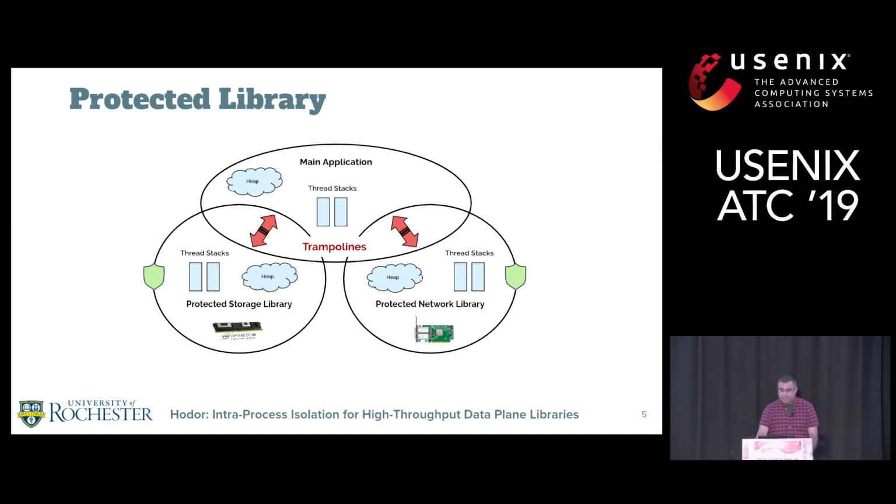You can think of trampolines as wrappers for the exported API of the protected library. And in our solution, they are inserted automatically by our program loader. But they can also be inserted at link time. Trampolines also need to safely switch stack, copy arguments to maintain calling convention, and also scrub registers to make sure that we are not leaking information.